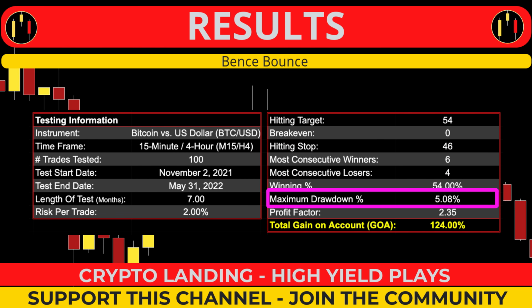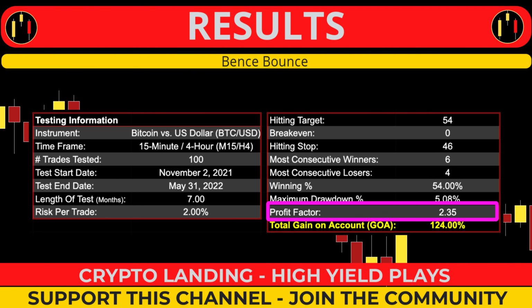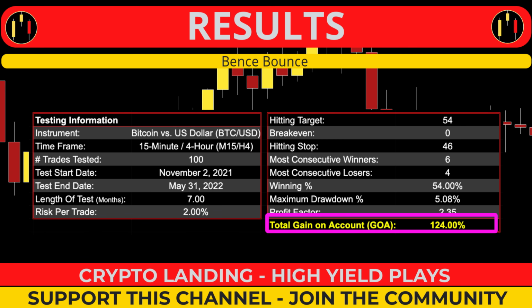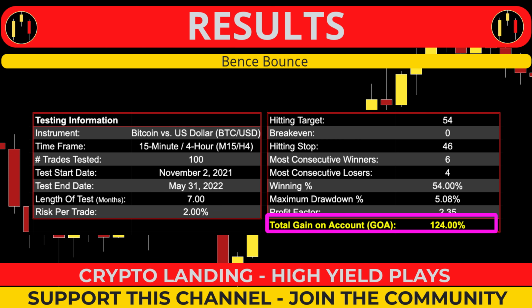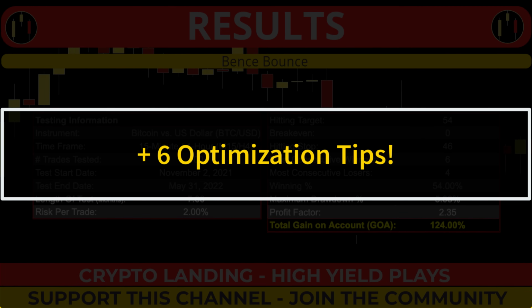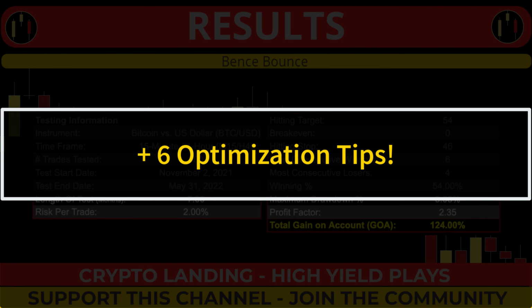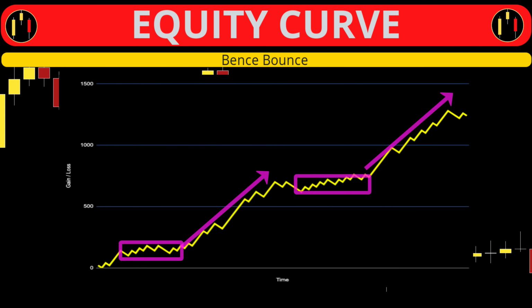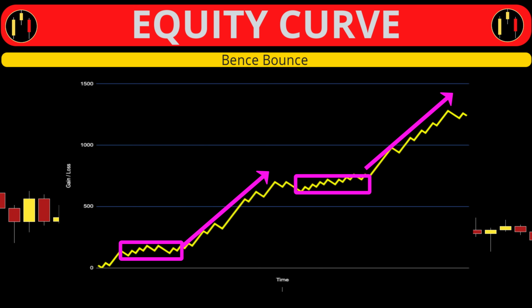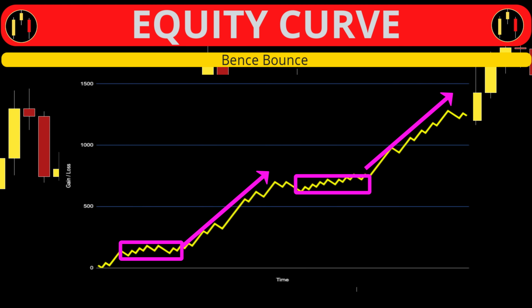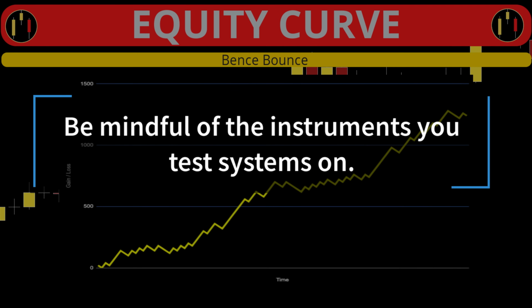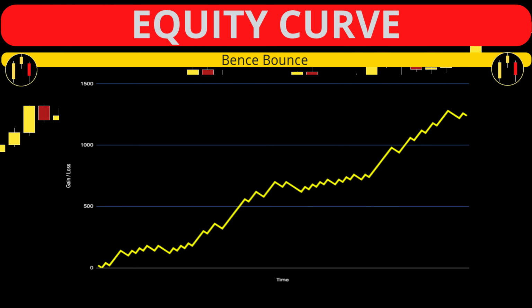The maximum drawdown was 5% and the profit factor was an impressive 2.35. Risking 2% per trade, the total gain on account was 124% minus fees and spreads. And I have some additional ideas on how to further optimize this particular trading system. The equity curve here is very impulsive with only 2 areas of consolidation. Remember, this is just 100 tests, so you have to make sure to keep testing different time periods on different instruments. Additionally, crypto is highly correlated, so if you are a crypto trader, your data set is inherently limited.